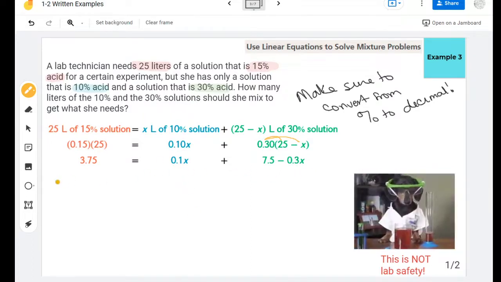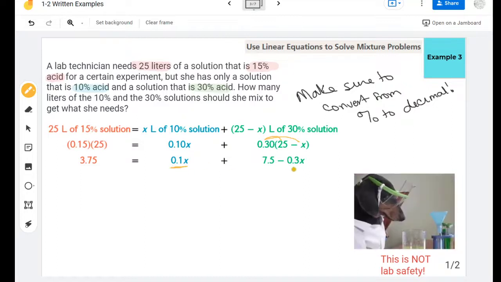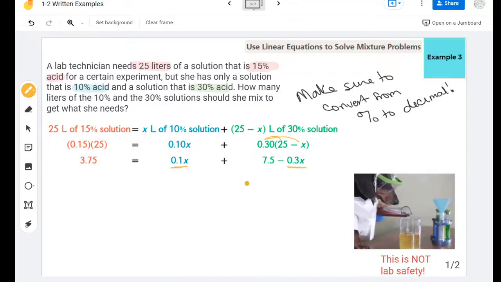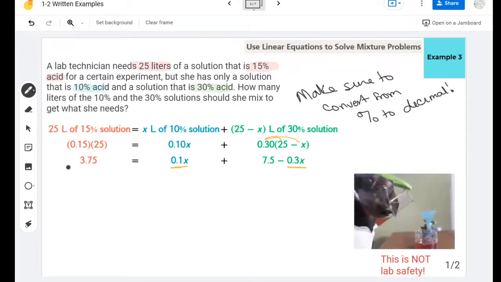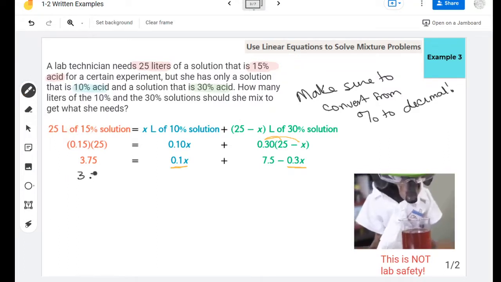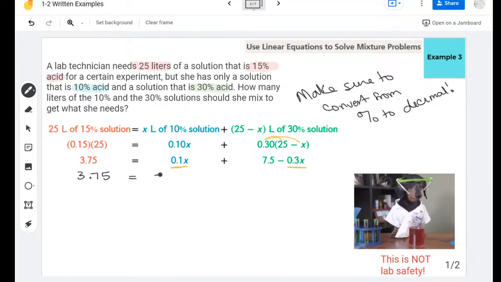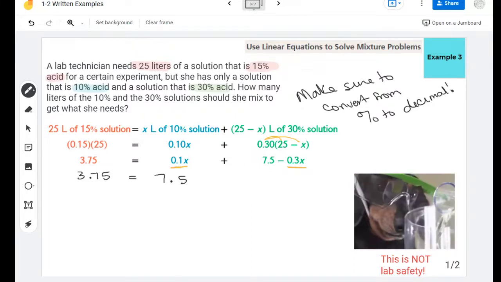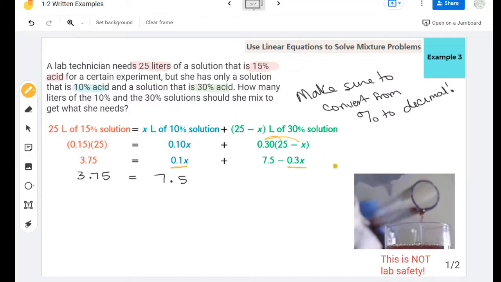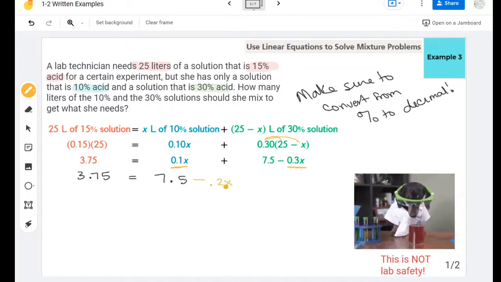So now that I'm at this point, what I need to do is collect my like terms, because I have an expression here with x and an expression here with x, and we don't like having multiple x's just floating around. All right, so the left-hand side of the equation stays as 3.75, but on the right-hand side of the equation, I'm keeping my 7.5 and combining the 0.1x and the negative 0.3x to say negative 0.2x.